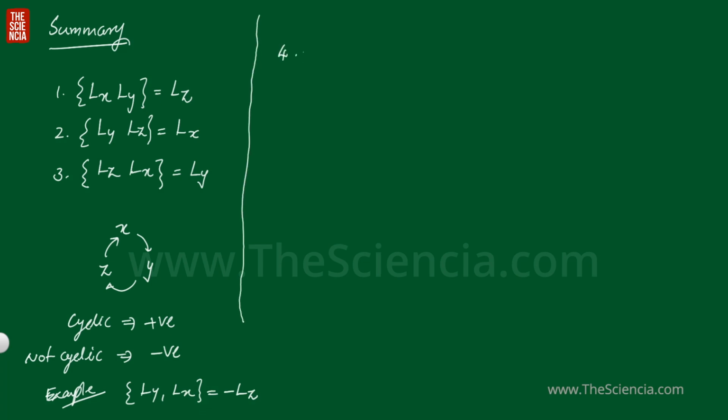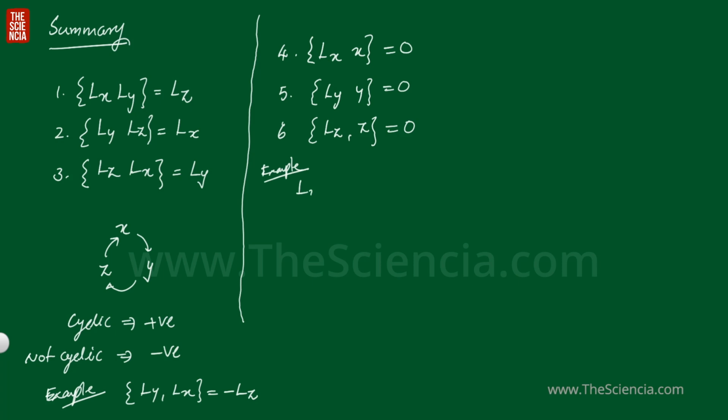Fourth one, the Poisson bracket of Lx, x will be equal to 0. Fifth one, the Poisson bracket of Ly, y will be equal to 0. And the Poisson bracket of Lz, z will be equal to 0. Why? I told you Lx doesn't contain any px value, right? I think you are remembering this. That is, Lx equals y pz minus z py. So when we are taking Lx, x, what is the issue? Lx doesn't contain any px term. If a px term is there, then only the Poisson bracket will exist. But here there is no px term, so it will be equal to 0.